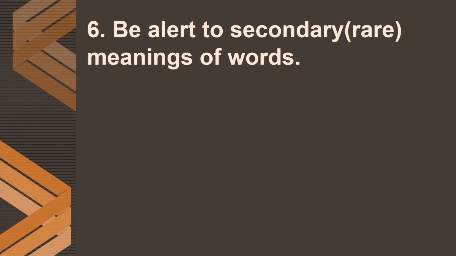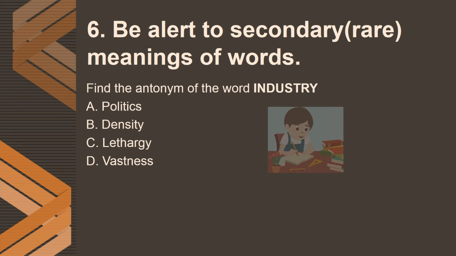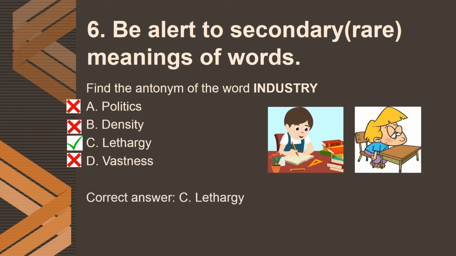The next tip is to look for words with secondary meanings and try to match them with the word given. Look at this example. Find the antonym of the word industry. The primary meaning of the word industry is a factory or a productive enterprise. However, the secondary meaning of the word is hard work or diligence. When we are alert to the secondary meaning of this word, it becomes easier for us to find the right answer, which in this case is option C, lethargy.